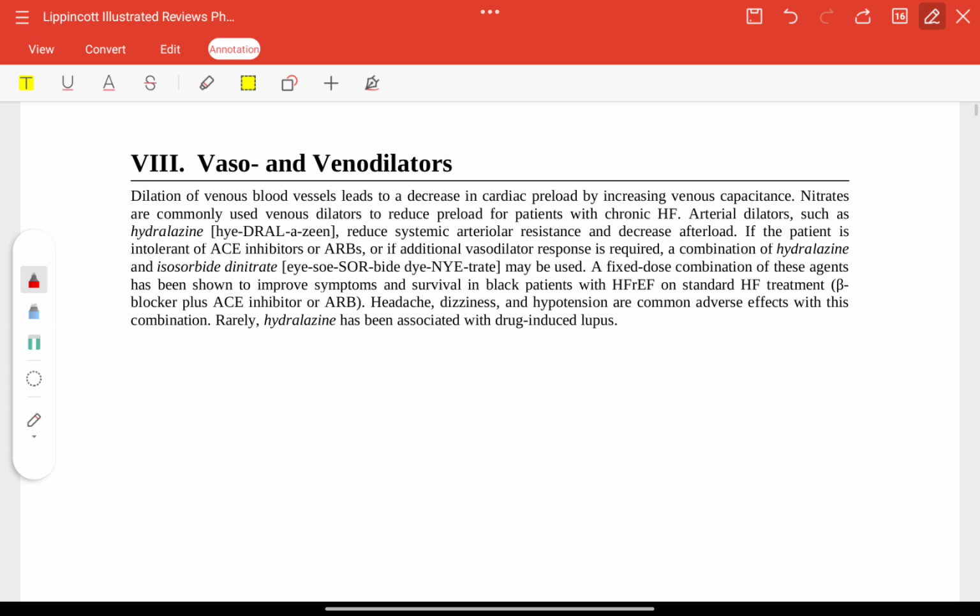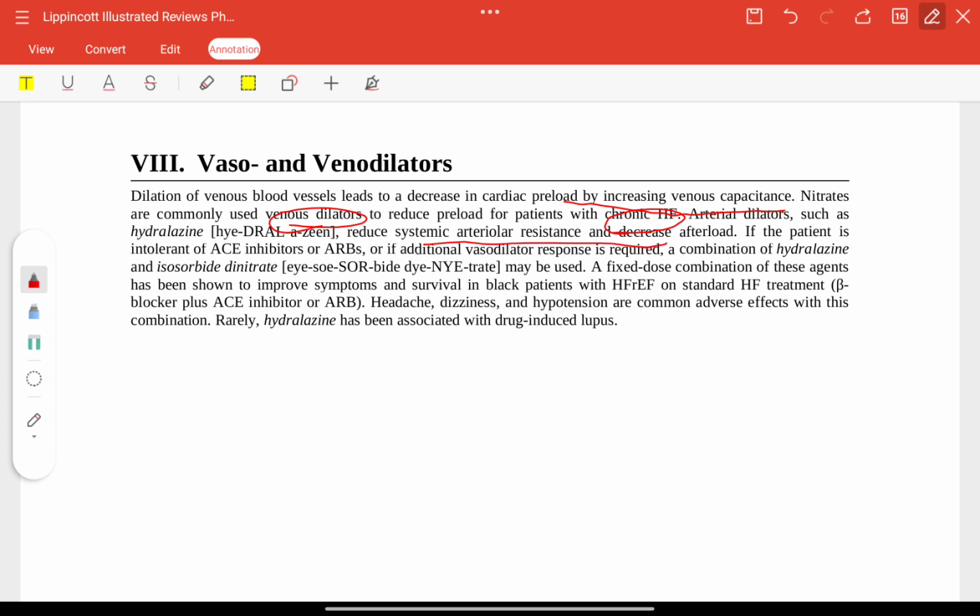Now vasodilators and venodilators. Dilation of venous blood vessels leads to a decrease in cardiac preload by increasing venous capacitance. Nitrates are commonly used venous dilators and reduce preload in patients with chronic HF. Arterial dilators such as hydralazine reduce systemic arteriolar resistance and decrease afterload.